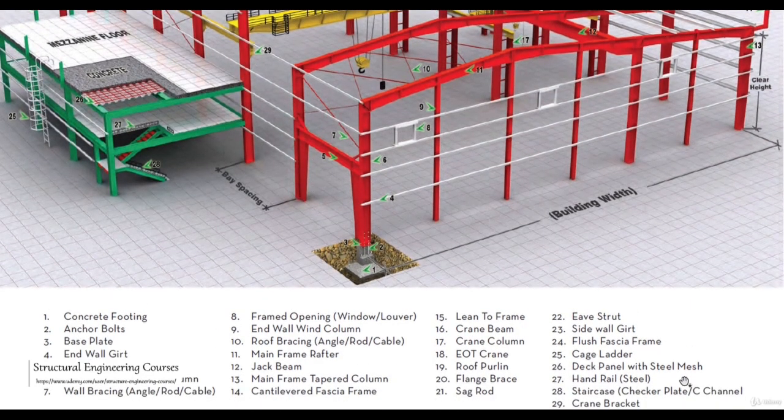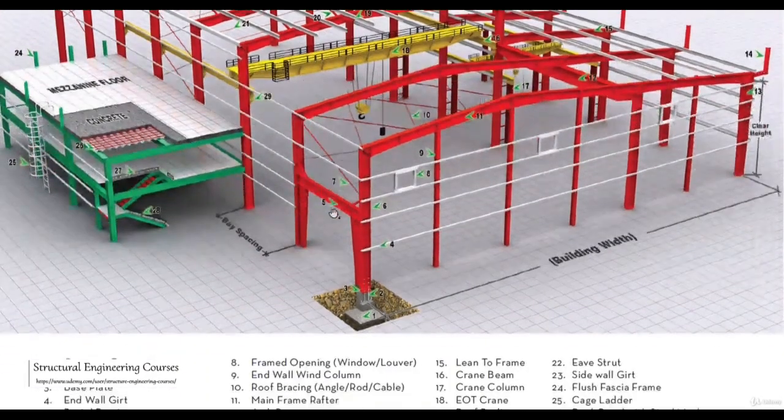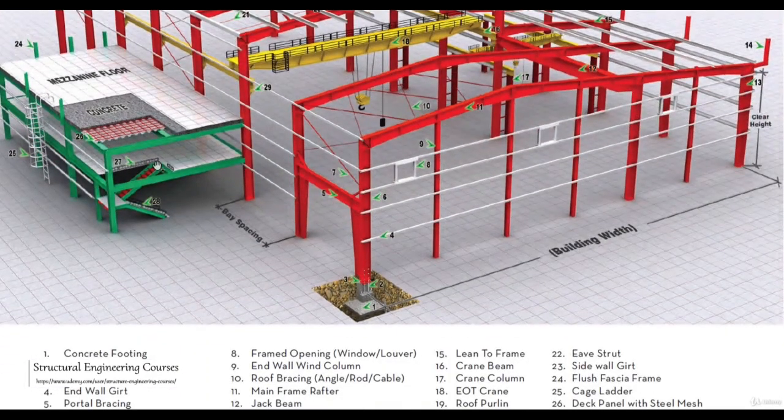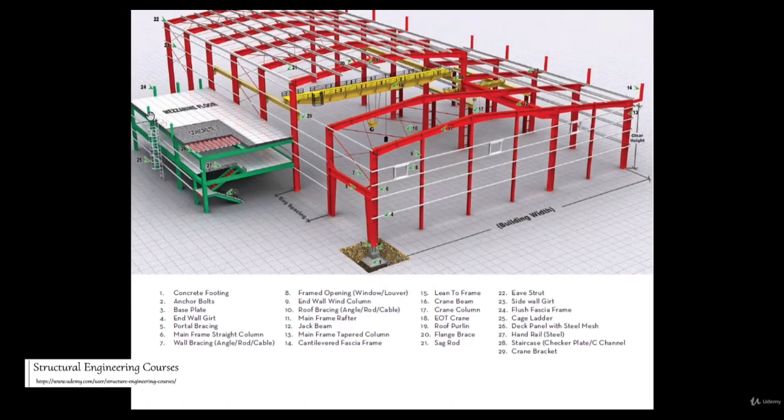26th is the deck panel with steel mesh. I had also explained the deck panel in the previous lectures. That is, we install a deck plate on top of the structural steel sections. After that, we put some mesh reinforcement over that, and we install the concrete slab over it. After that, 27th is nothing but the handrail that has been made here. 28th is the staircase that we can easily see here, and 29th is the crane bracket.